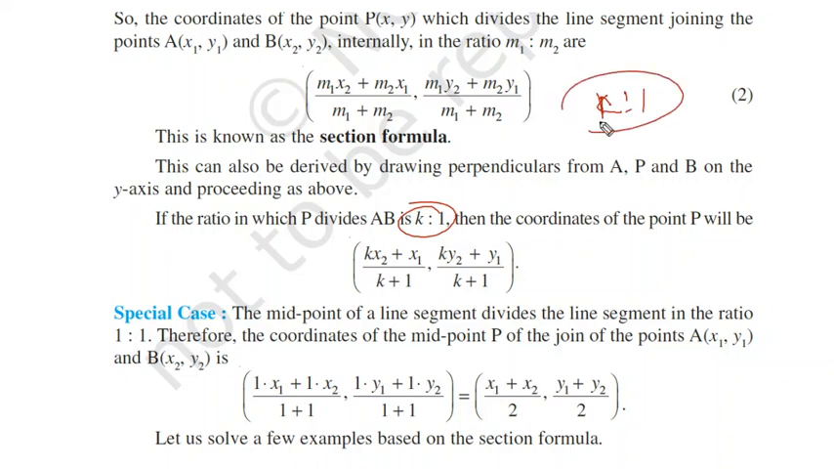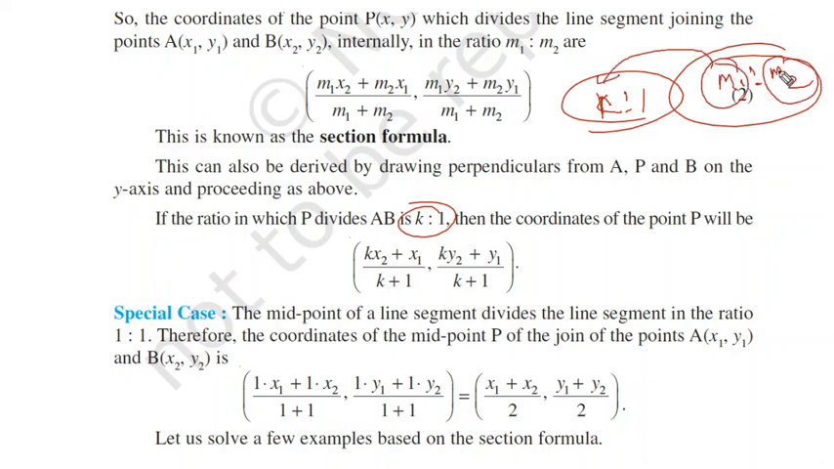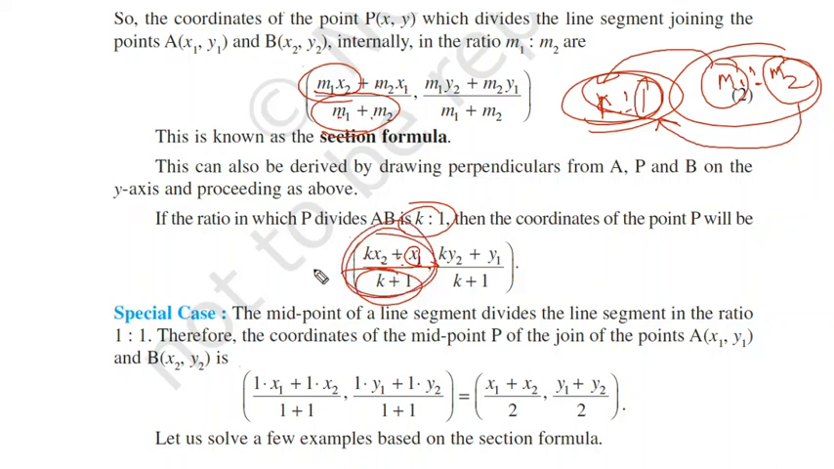Before, we were assuming m1 is to m2. So in place of m1 we will use k and in place of m2 we will use 1. So the formula will be like this. You can see m1 x2 is there, and m1 is k now, so k x2 plus m2 x1, m2 is 1, so 1 into x1 is x1, divided by m1 plus m2, which is k plus 1. This is your x.